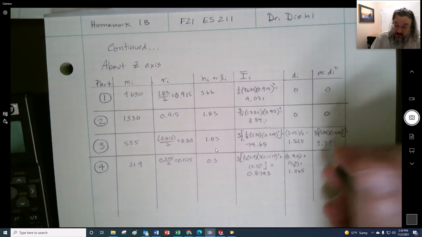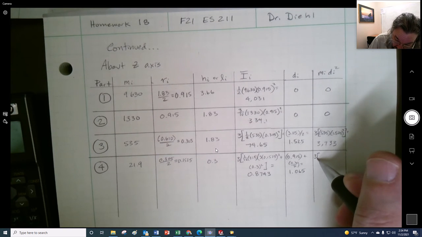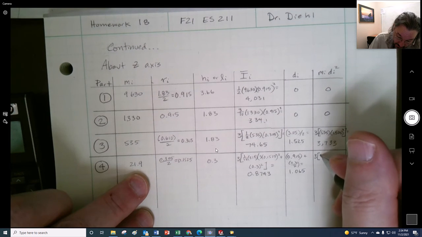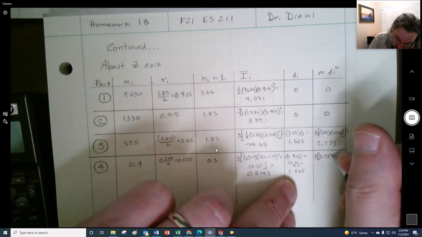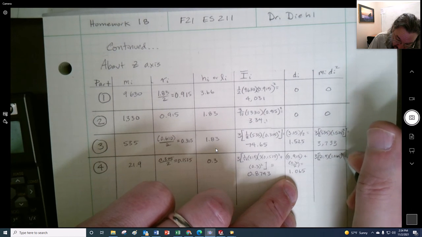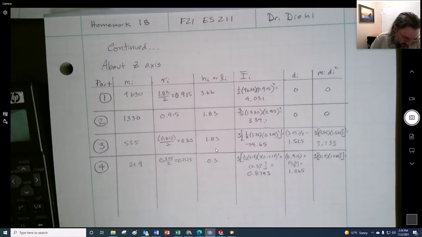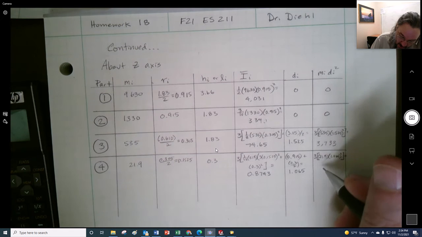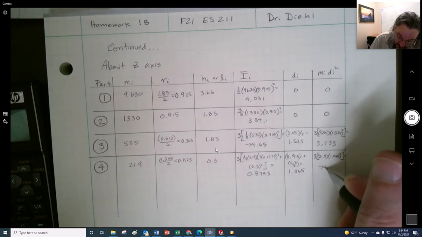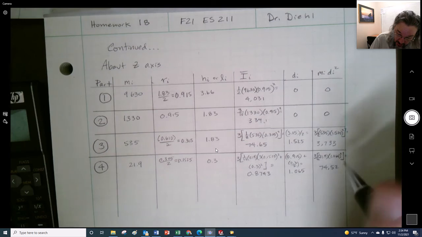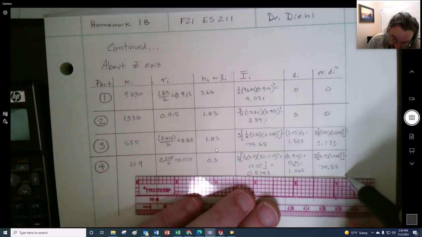1.065, and now we're going to have 3 times, so this is going to be the mass, 21.9 times this squared, 1.065 squared. And it's not going to be a lot because they are pretty small. But we're going to square that, 21.9, and multiply it, and then multiply by 3. Boom. And we're with a 74.52, which ain't a lot, but it ain't chump change either.